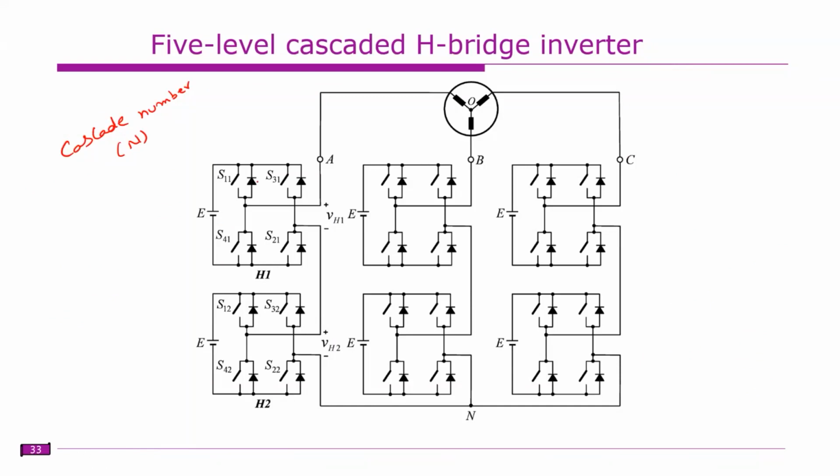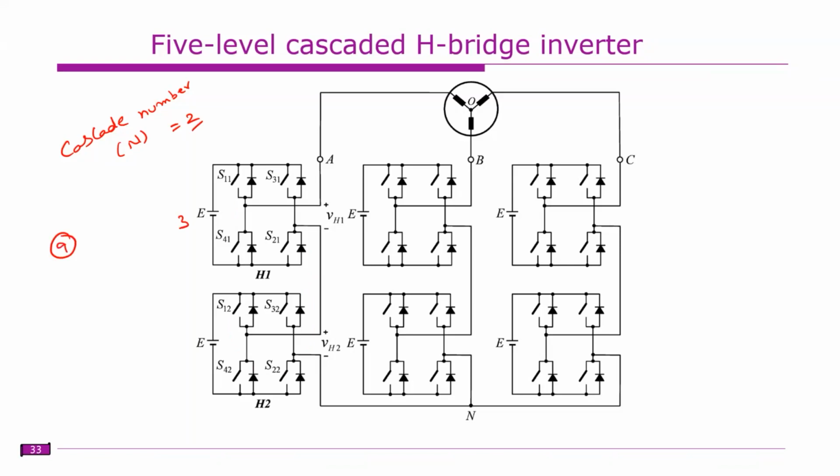So here you have 2 H bridges per phase, right? So here this cascade number is 2. The number of H bridges per phase which are connected in cascade is known as the cascade number. So this is 2, right? In case of 3E, you can get 9 levels, but you require only 2 H bridges per phase. So that is the advantage, right?